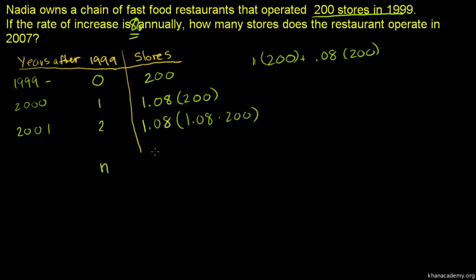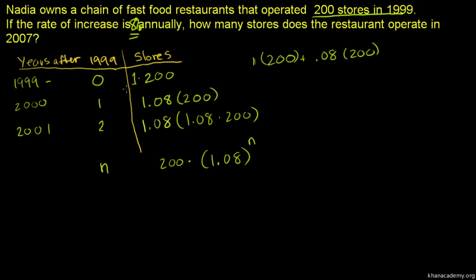Let me write it this way. It's going to be 200 times 1.08 to the nth power, where n is the number of years after 1999. After 2 years, 1.08 squared. 1 year, 1.08 to the first power. 0 years, this is the same thing as 1 times 200, which is 1.08 to the 0th power.